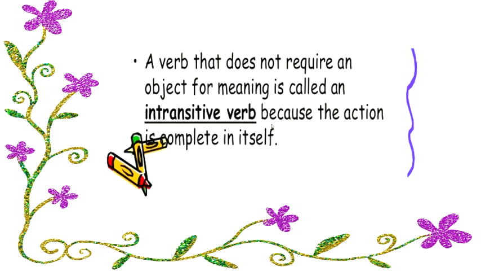An intransitive verb, on the other hand, is a verb that does not require an object for meaning. Meaning here means to complete it, because the action is complete in itself. We will be clearer about these definitions when we see some examples.